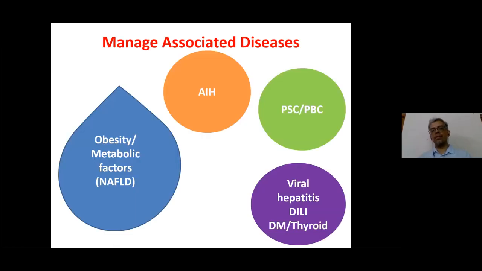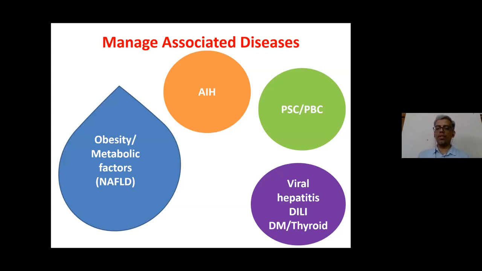In the current day scenario, things are changing. Autoimmune hepatitis may come up along with an associated bag of other autoimmune diseases. So when we are managing such patients, we need to also take care of that. Even when managing associated PSC, PBC, viral hepatitis, DILI, diabetes, or thyroid problems, all these comorbidities have to be managed. These are part of your management of autoimmune hepatitis.